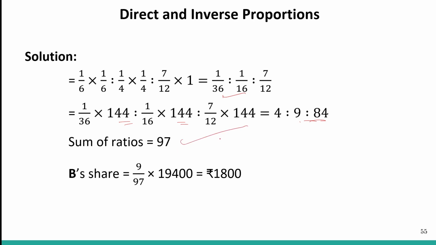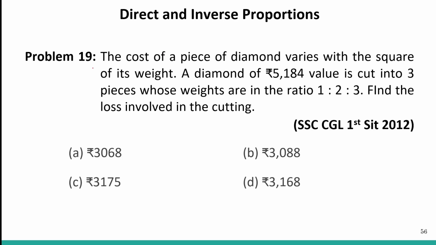So sum of the ratio will be what? It is 84 plus 9 plus 4 is equal to 97. Okay. So 9 by 97 into 19,400 is equal to 1800. So B's share will be 1800. So let's see problem number 19.